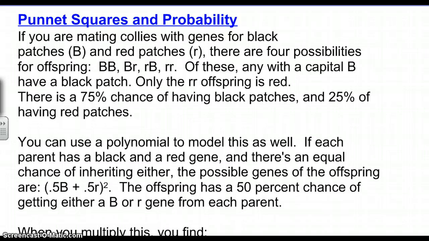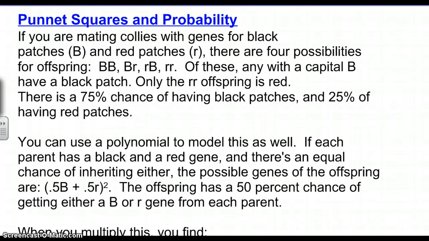But you can also use a polynomial to model this. If you think of the parents as each having a black and a red gene, and there's an equal chance of inheriting either one, then the possible genes of the offspring are actually (0.5b plus 0.5r) squared, because you have a 50% chance of getting each gene, and you're squaring it because you have the parents both contributing those genes.